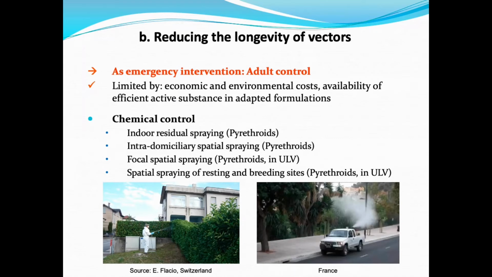That was for the intradomiciliary spatial spraying. That also includes the surrounding of the house. So it's the housing and the focal spatial spraying. That's what they do in France around the case. So they do a focal spatial spraying. I don't know exactly the size, but between 100 and 250 meters around the location of a mosquito-borne disease case.